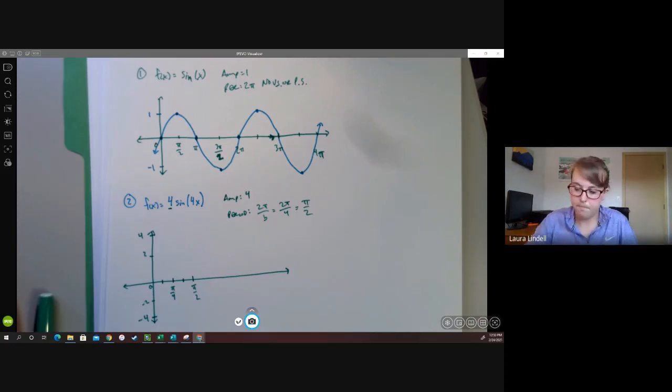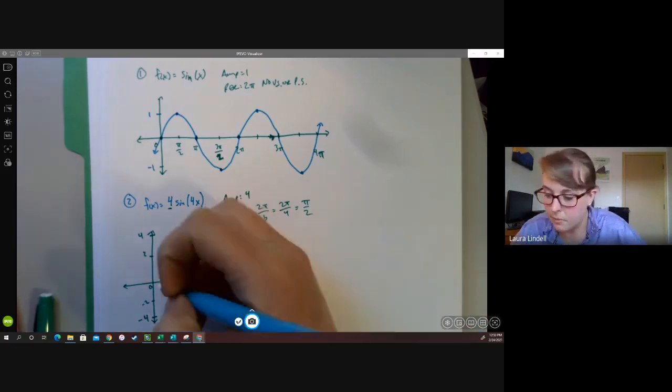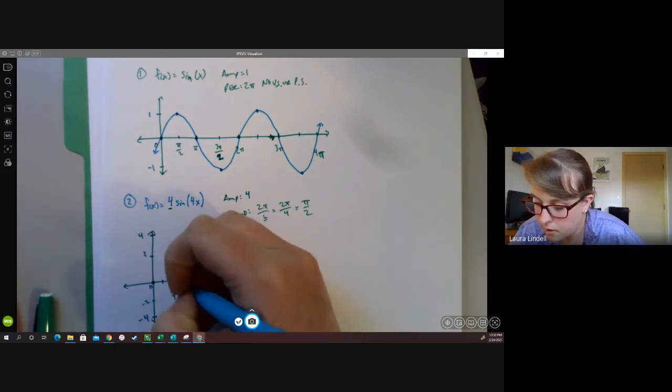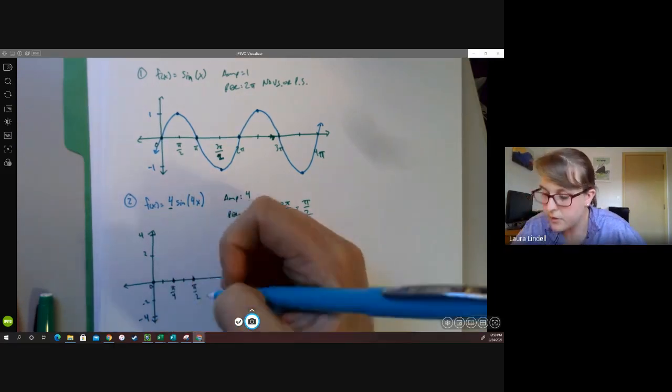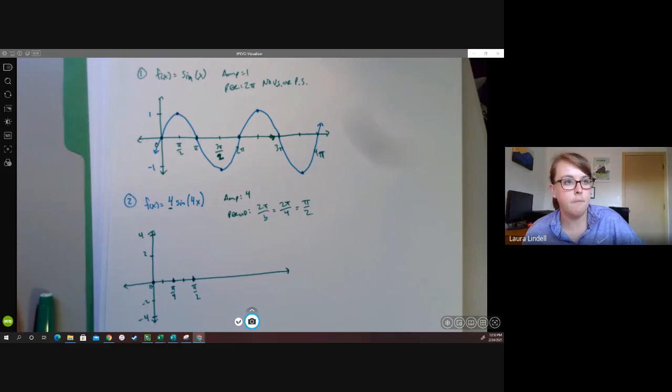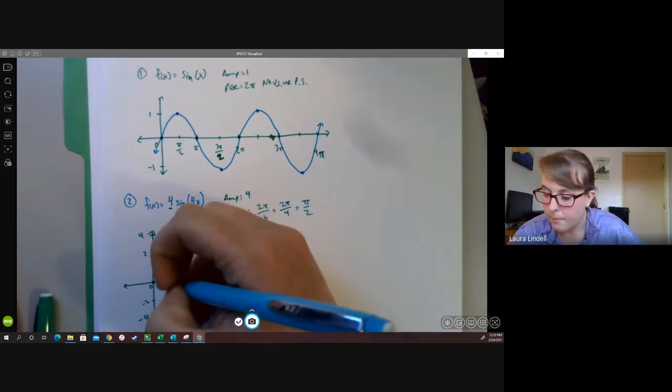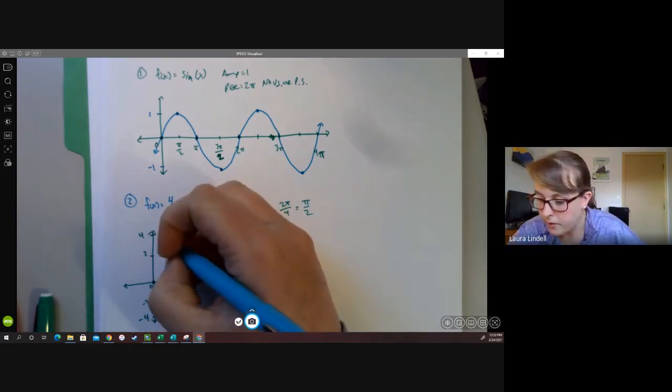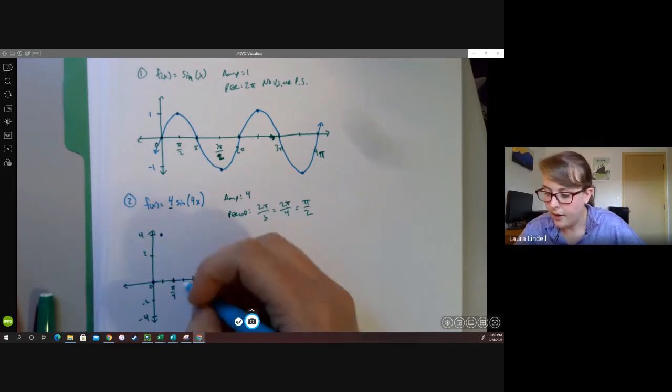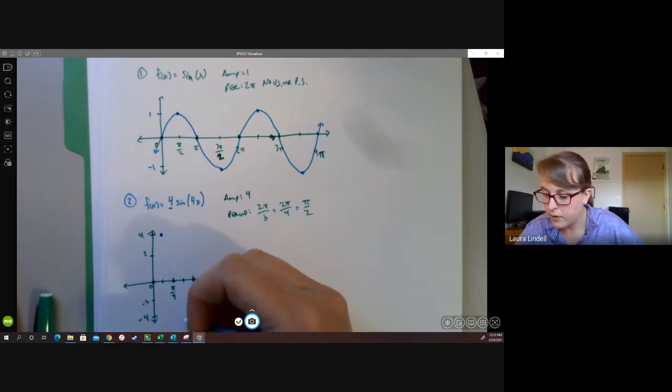So now we get to start labeling some points. So at 0, pi over 4, and pi over 2, we know it's going to hit the midline. At pi over 8, halfway in between, it's going to be up at 4. And then halfway between pi over 4 and pi over 2, it's going to be down at negative 4.